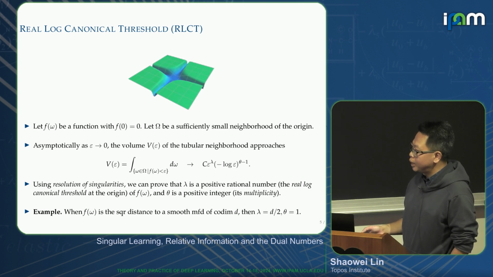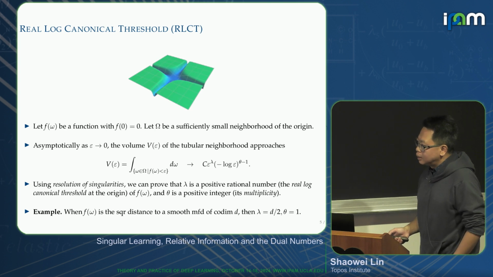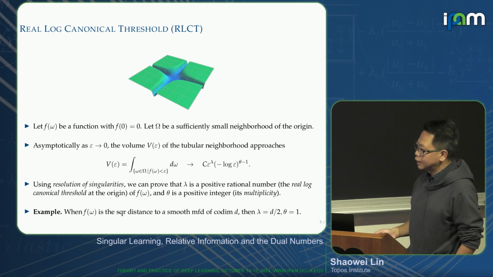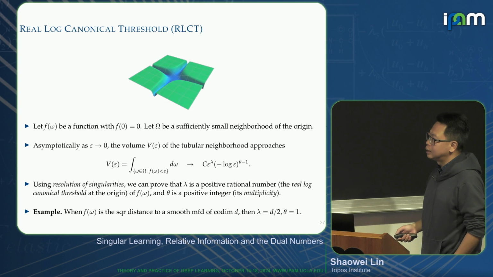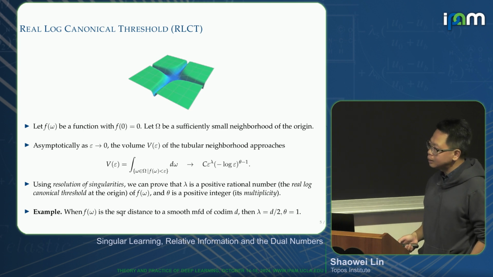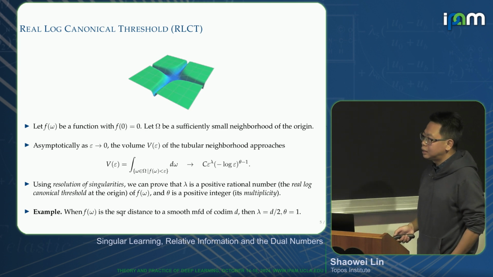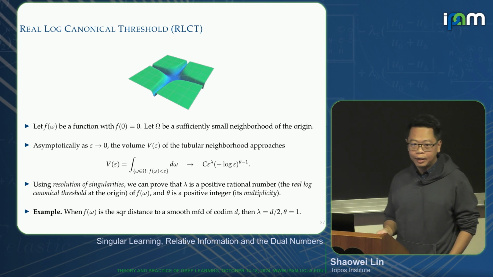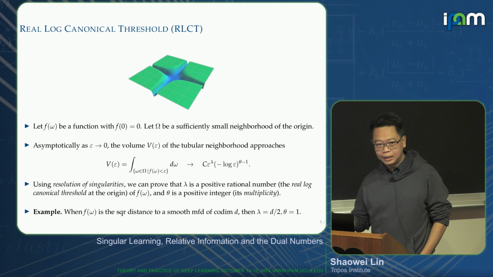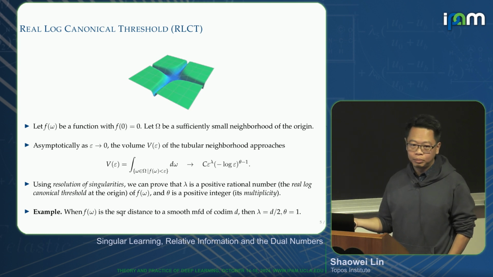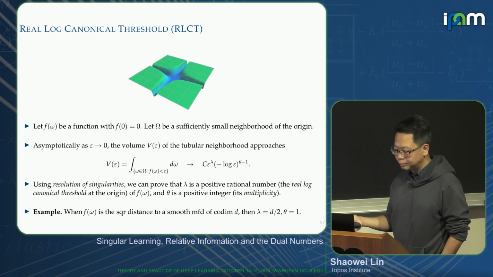You can show that, at least when f is algebraic, a polynomial, this tubular volume has asymptotics that look like this. It's some constant c times epsilon to the lambda and minus log epsilon to the theta minus 1. And here lambda is going to be our RLCT, defined to be the RLCT of f, and theta is going to be the multiplicity of that.